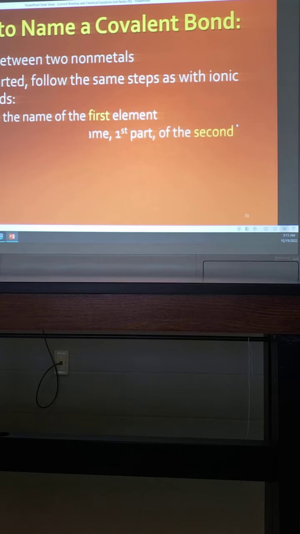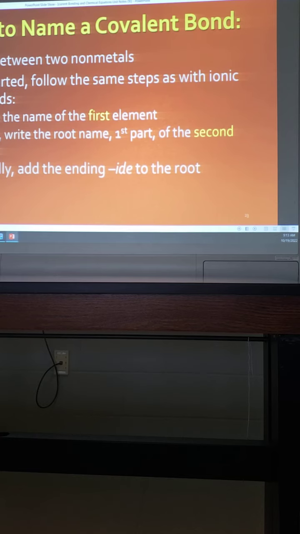So we write the name of the first, write the root name or the beginning part of the second, so ox, nit, iodide, okay? And then we add the IDE. You guys are good at this. This is exactly what we did with the ionic compounds. Okay, here's the difference.